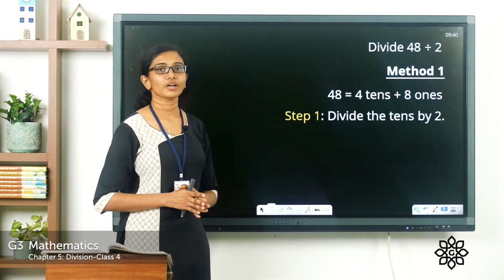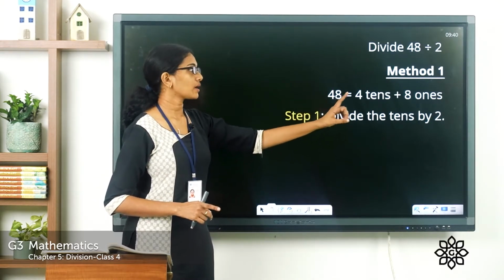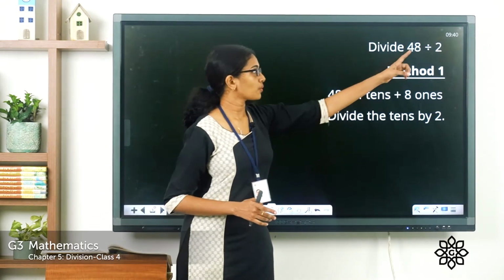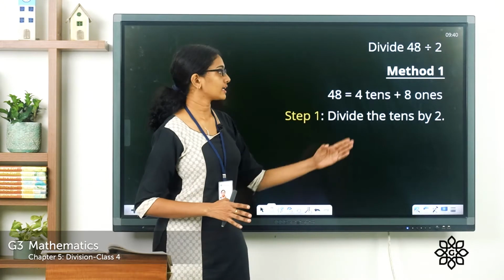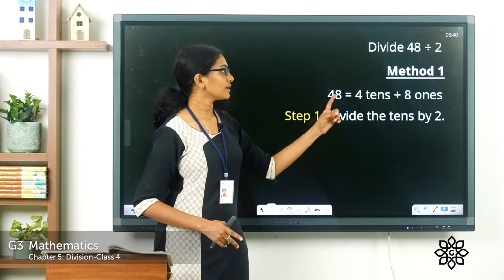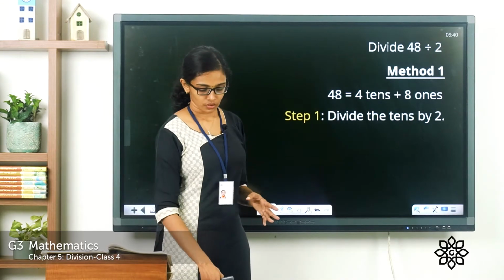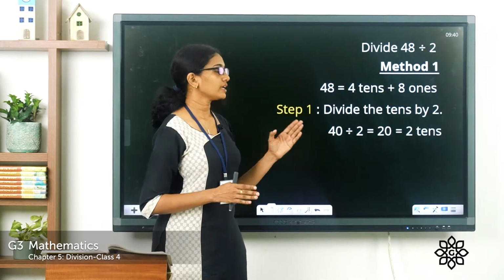Now what are we going to do next? Now let's divide the tens by 2. We are supposed to divide with the divisor 2. So let's first divide the tens by 2. How many tens do we have here? We have 4 tens here. So let's divide these 4 tens, or 40, by 2.